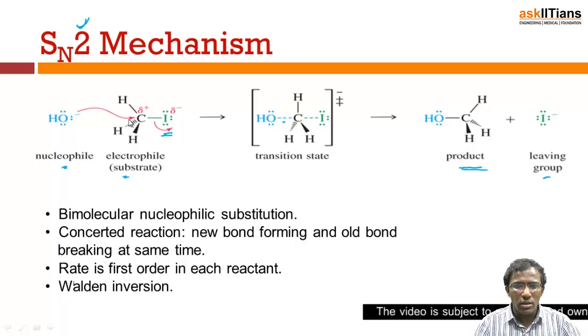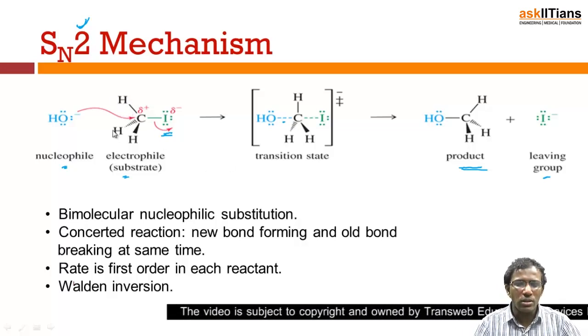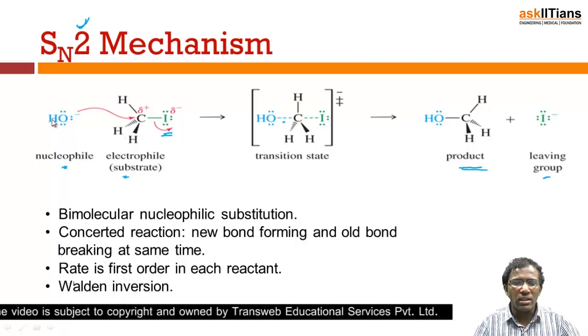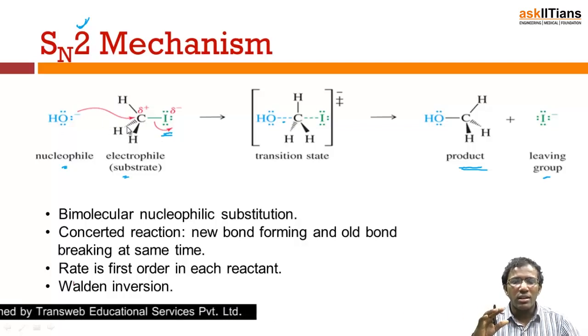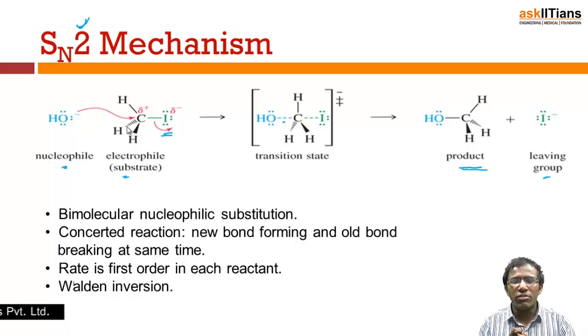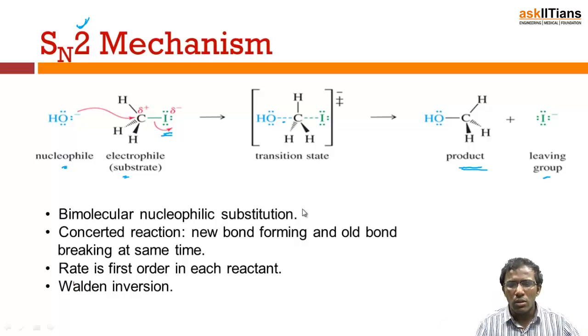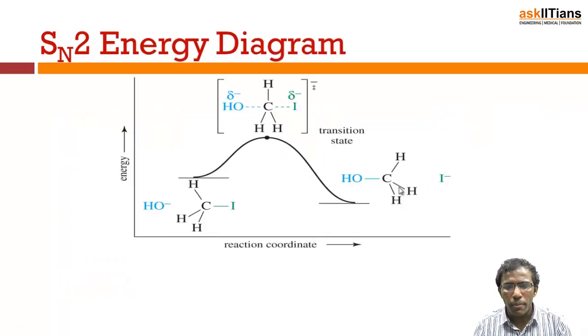You can see here, initially the 3 hydrogens are like this. Due to the attack, it is like an inverted umbrella: if you take an umbrella and put it like that, the air will come from the opposite side and it will suddenly be inverted. The same thing also happens here.